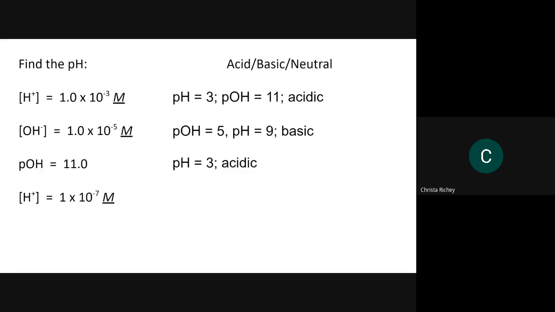I said most of you did okay with this. Hydrogen ion concentration is 1e negative 7. What's the pH? 7. The pOH would be 7. And this is the neutral compound on the page. So it's a pH, however far it is away.